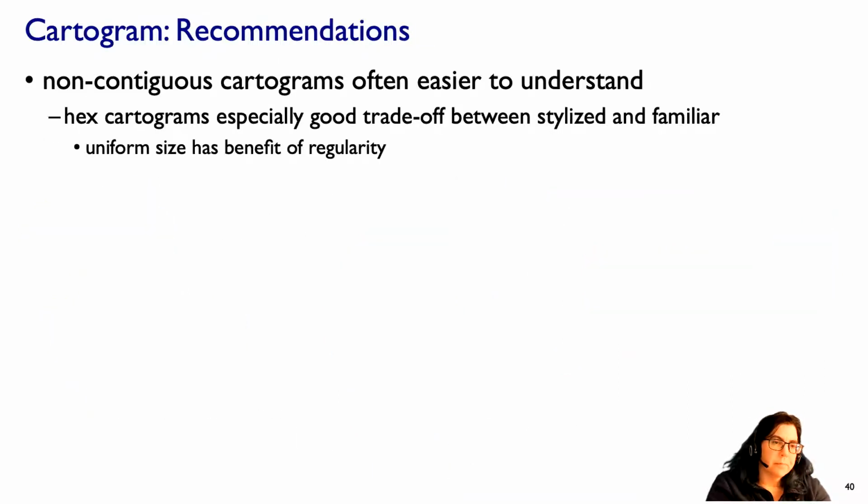Now, in general, the non-contiguous cartograms are typically much, much easier to understand. Particularly the hex cartograms seem to be a nice trade-off between something that's more stylized and regular versus something that's more familiar. And so anytime you can have these uniform sized regions, you're going to have the sort of benefit of regularity and of the ability to really track things and not have some parts get lost.